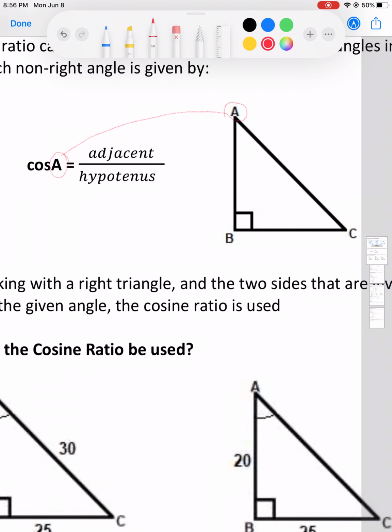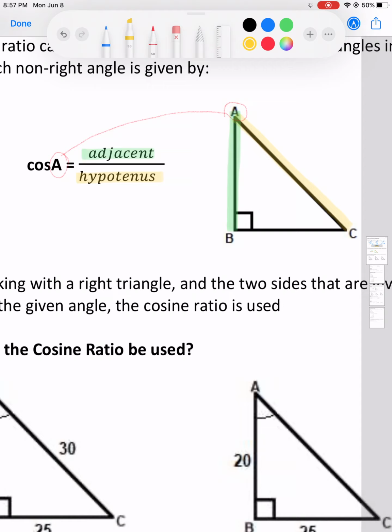Because this is our angle of interest, we have to look at our adjacent. If my colors from the last note are different, I apologize, I couldn't remember which ones I used. Remember, adjacent, if you look at your note from last time, is the one that touches the angle of interest. So it's this side here. You should already know that this is my hypotenuse. That should be second nature to you. That should just be like, boom, hypotenuse, where you at? There you are.